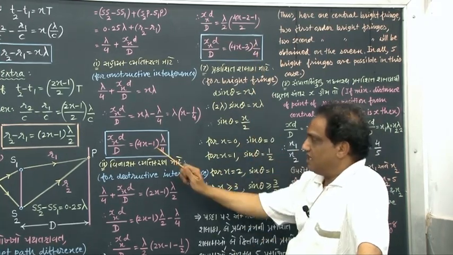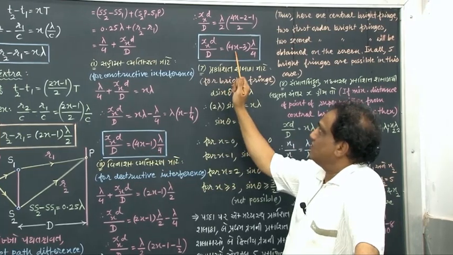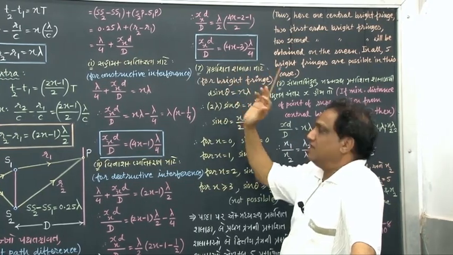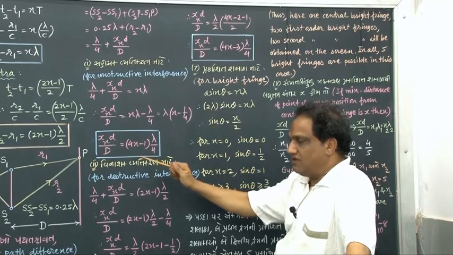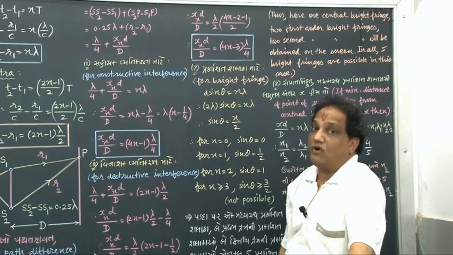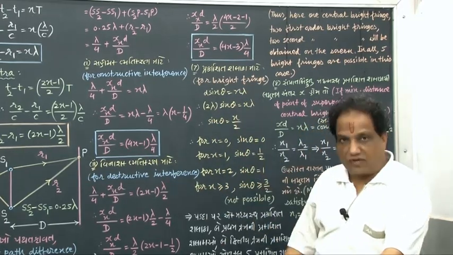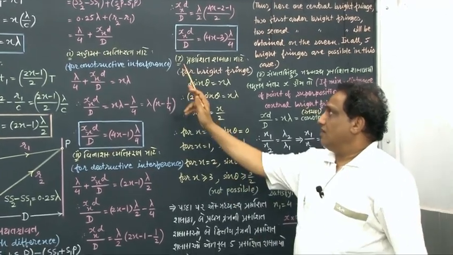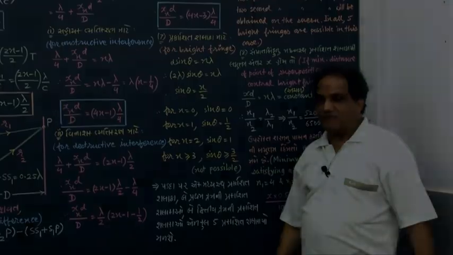What is the difference? Here it is 4n minus 1 and here it is 4n minus 3. This is the condition for constructive interference. This is the condition for destructive interference. Okay, fine. Now read the statement of sum number 7.